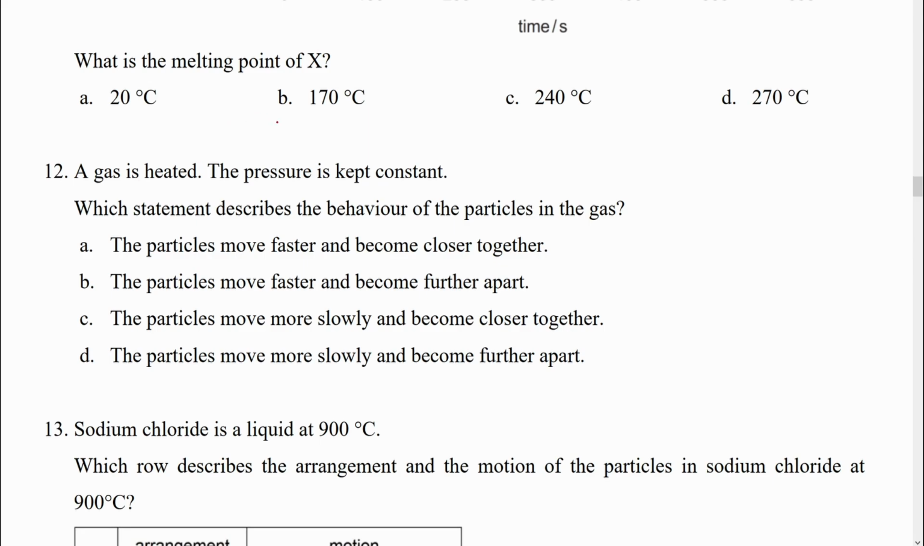Question 12. A gas is heated. The pressure is kept constant. Which statement describes the behavior of the particles in the gas? So remember, a gas is heated, so that means you increase the temperature. So what will happen if you increase the temperature? Yeah, it will gain kinetic energy, it will move faster and further apart, right? So the answer is B.